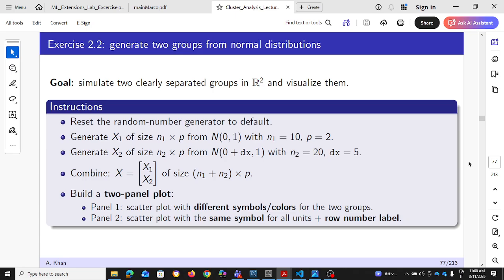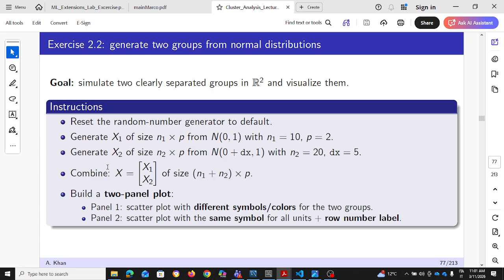Now, just a simple example to visualize how we can make two separable groups, completely separate from each other. For this, we generate some random numbers. The first group we call x1, and it is an n1 by p matrix with a normal distribution. So n1 is 10, p is 2, a 10 by 2 matrix for the first group of points.